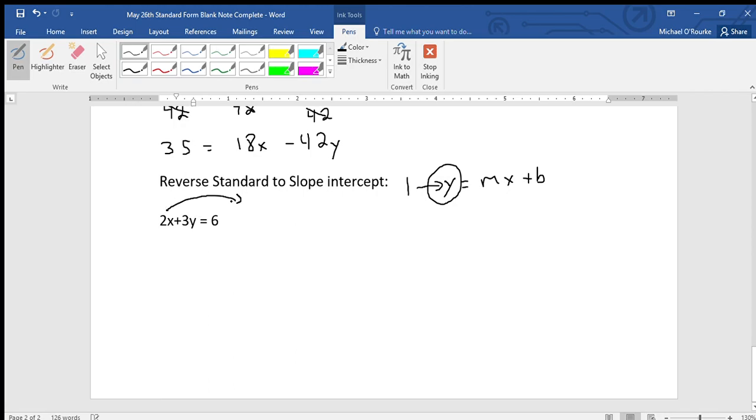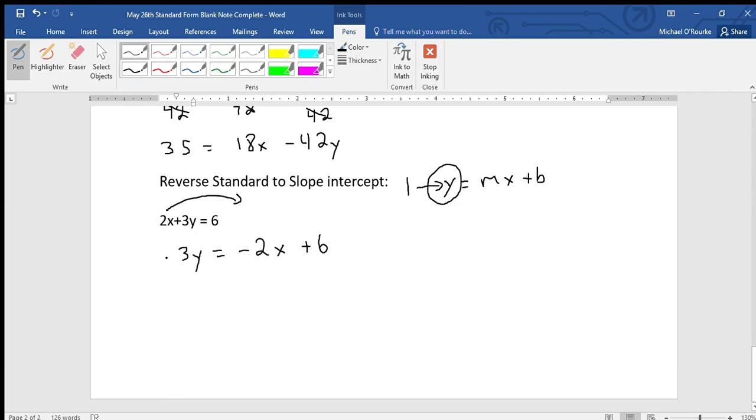So I'm going to move this over there. So I have 3y equals, now I like to put my x in front just because I like it. So 2x, it was a positive 2 on this side, is going to become a minus 2x on this side, and the 6 is already over there, so I'm not going to change it.